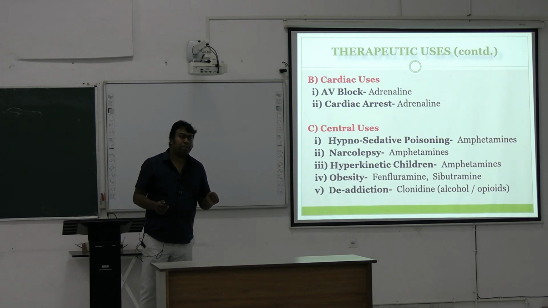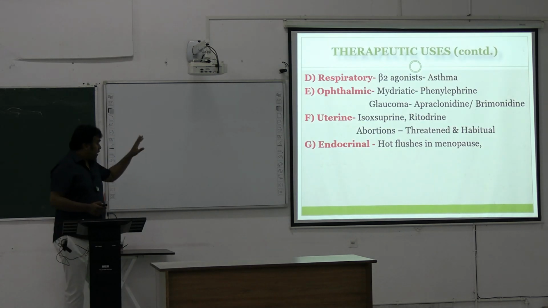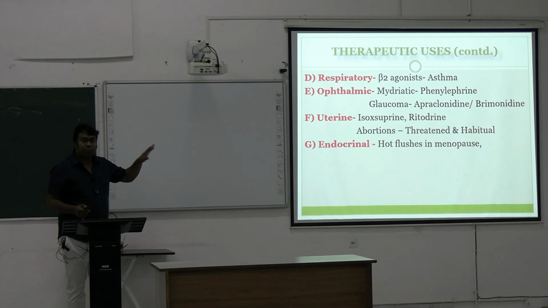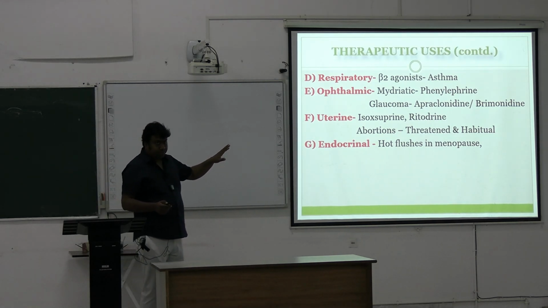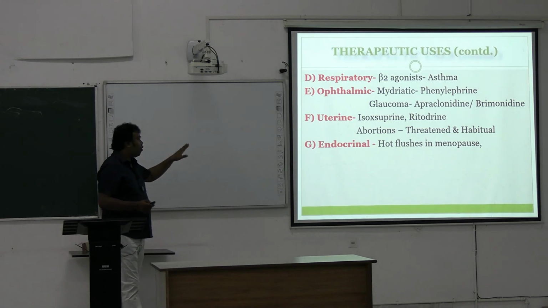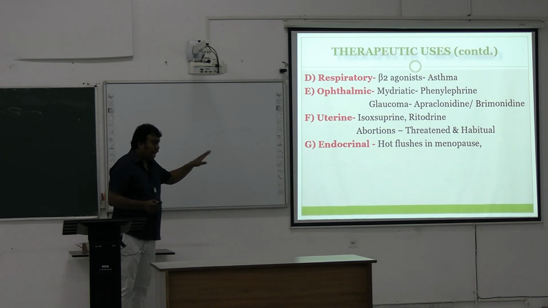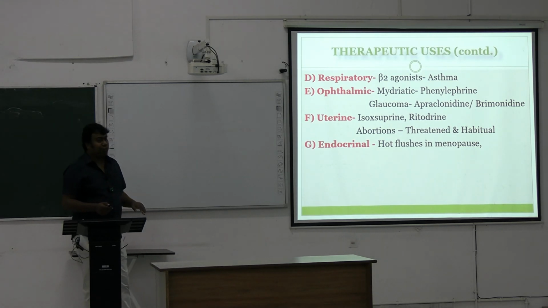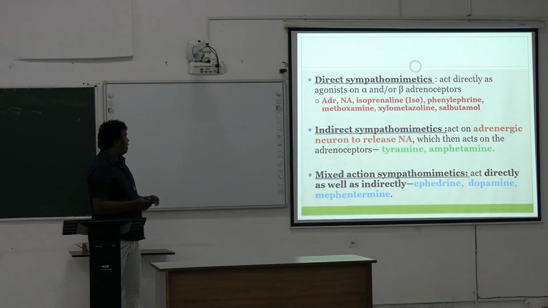Where can we use them? As an antihypertensive, and number 2 as a de-addiction agent. In respiratory, bronchial asthma, which beta 2 drug do we use? Salbutamol, terbutaline. In ophthalmic, mydriasis, phenylephrine. In glaucoma, apraclonidine, brimonidine. In uterine relaxation, isoxsuprine, ritodrine. Hot flashes, we can use some centrally acting adrenergic drug.